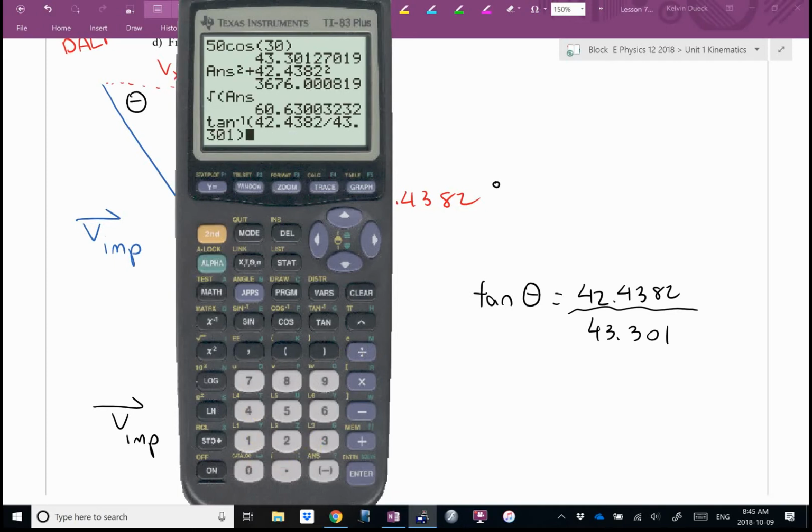By the way, this 42.4, 43.3, are they almost the same size? This is really close to an isosceles triangle. I think theta is going to be really close to 45 degrees. If I got something like 12 degrees, I'd freak out, Tim, and I'd say, I probably typed something in wrong. I'm pretty sure it's going to be really close to 45 degrees. I get, oh yeah, 44.4 degrees.